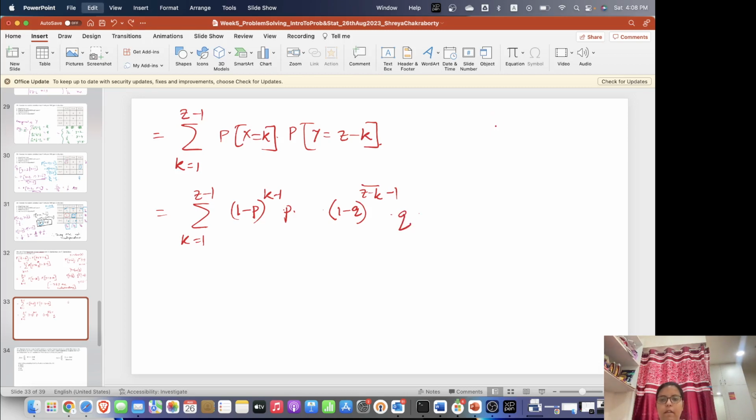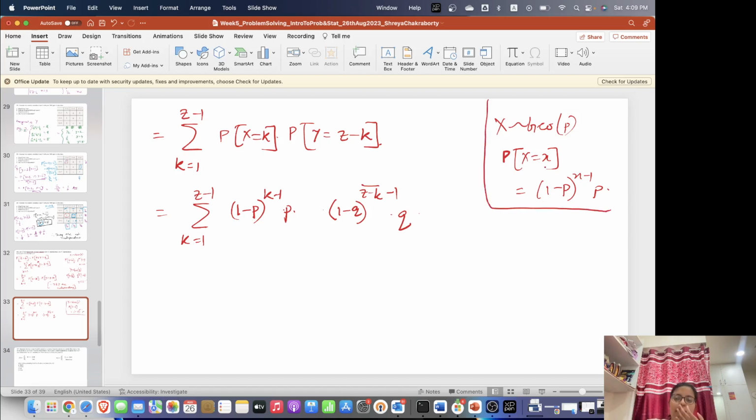because x follows geometric p means probability x equal to small x is 1 minus p to the power x minus 1 into p. So this means success probability at the xth term. So before the xth trial we had all failures, 1 minus p to the power x minus 1, and at the xth trial we had success, so p.